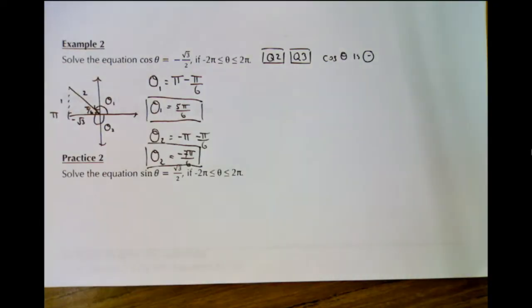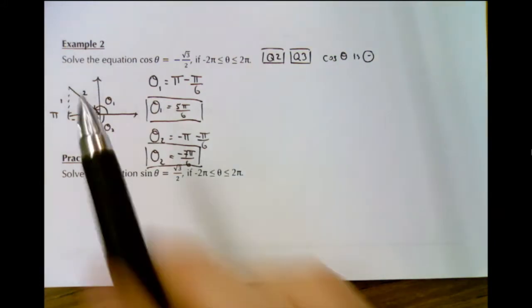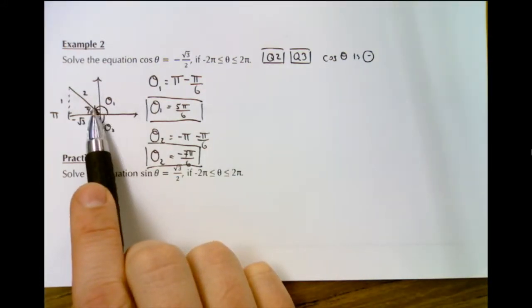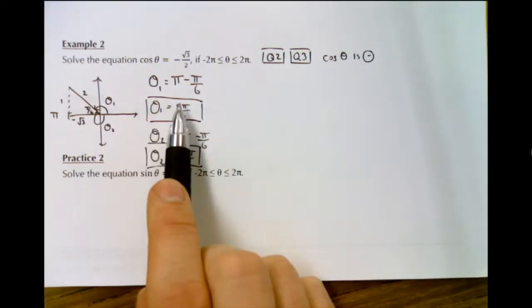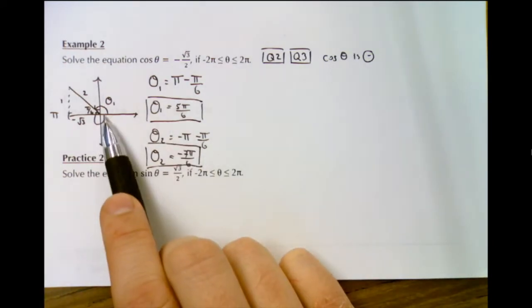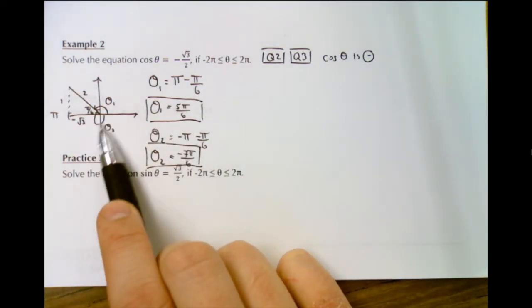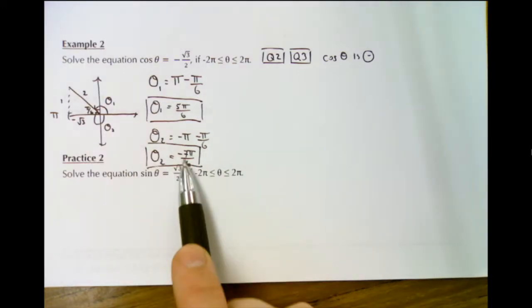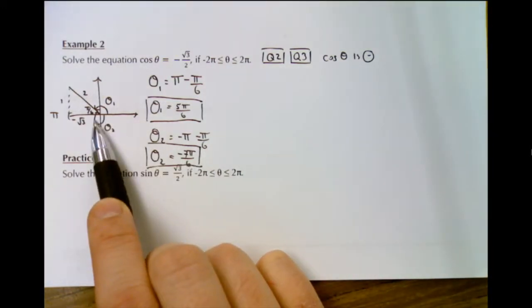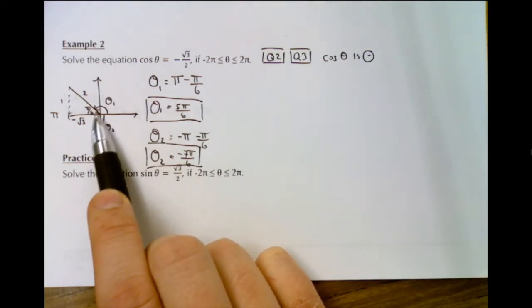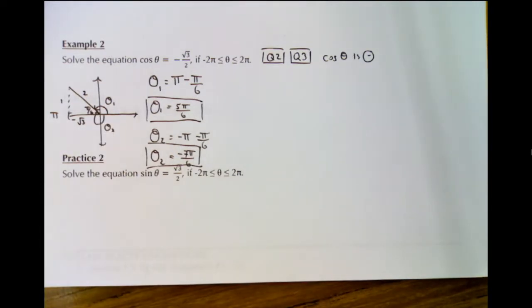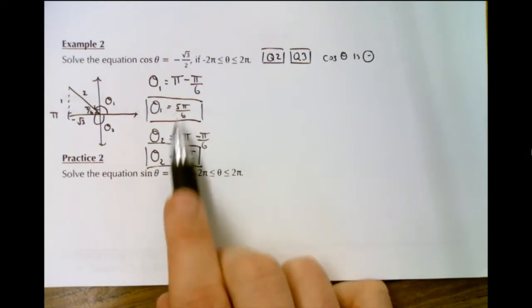So we have two answers in the second quadrant. One by rotating counterclockwise, or in the positive direction, 5 pi over 6, and one by rotating backwards, or in the negative direction, which is negative 7 pi over 6. Negative pi because that's half a rotation, and then an extra negative pi over 6 because we're rotating still backwards. Okay, so there's two answers, both from quadrant 2.